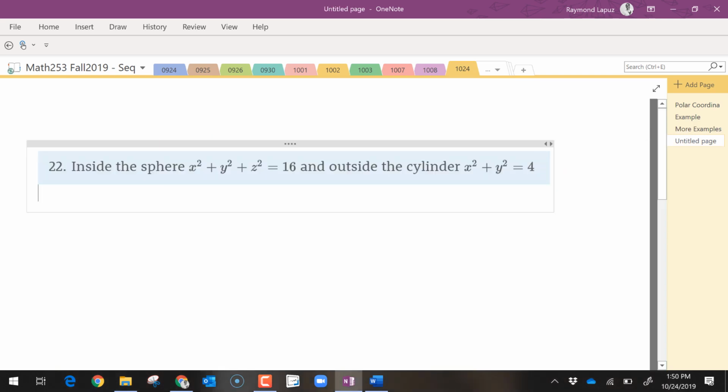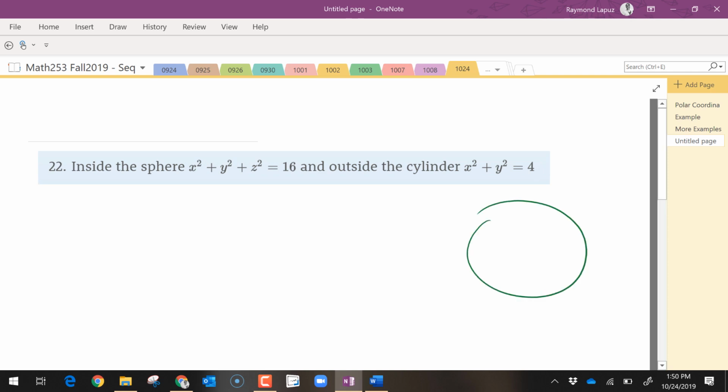Okay, let's do another example. This one, inside a sphere and outside of the cylinder. So we have a sphere, radius 4, sphere radius 4, and we're drilling a hole. The cylinder, we're taking out a cylinder, and so that has radius 2. So here's your sphere. There's a hole that's been dug out.